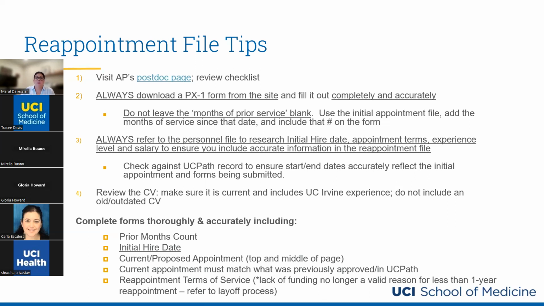And then I mentioned these already. So make sure the prior month's count is accurate, the initial hire date is accurate, and the current proposed appointment. If anything has changed, as I mentioned, if you thought that they were going to arrive on July 1st and they ended up arriving on July 15th and you didn't file an extension, you might have to file that extension before you do the reappointment. So just pay attention to those. If you have questions about what exactly is needed, or if you're not sure, please reach out to your dean's analyst and they can advise you. And if you ever need a deep dive, I can always meet with you as well one-on-one. We can go over these things together.